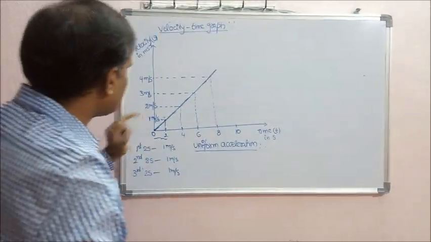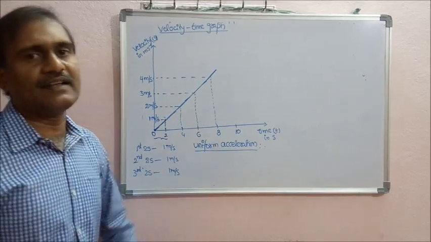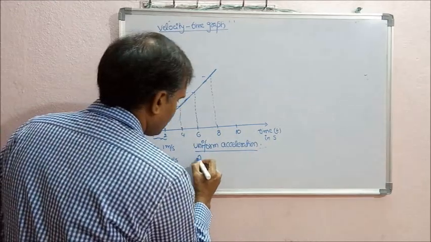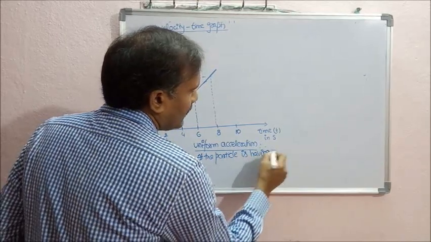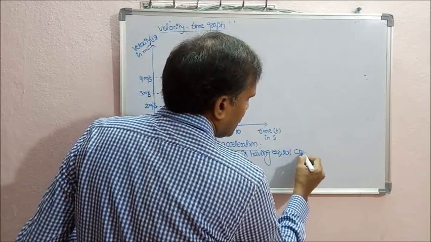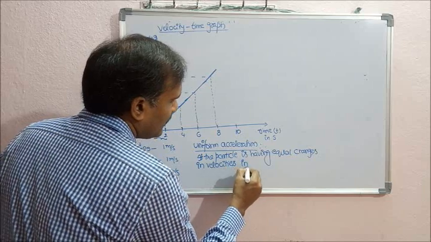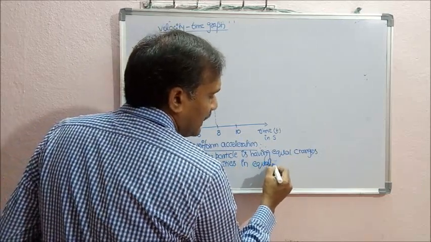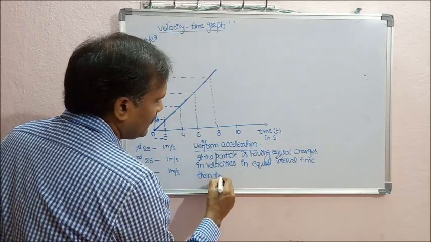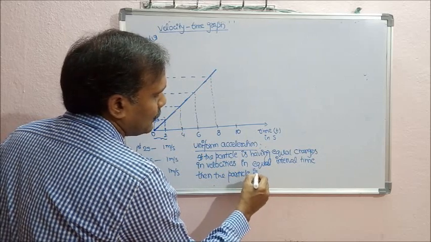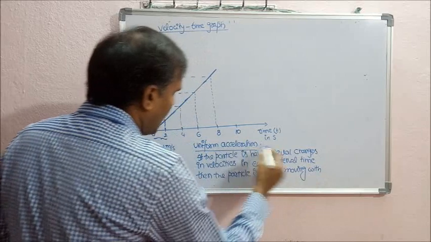If the particle is having equal changes in velocities in equal intervals of time, then the particle is said to be moving with uniform acceleration or constant acceleration.